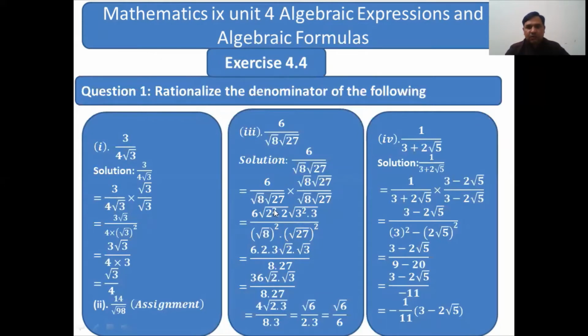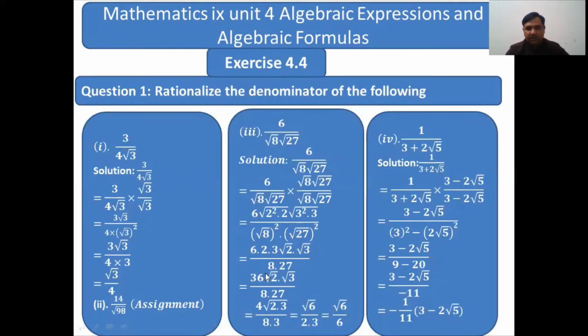This is 2 square, this is 3 square, so we can take 2 and 3 outside the radical sign. So we can write 6 multiplied by 2 multiplied by 3, and we are left with square root of 2 and square root of 3. In the denominator, the square cancels with the square root, so we are left with 8 and 27. Now 6 twos are 12, 12 threes are 36, and 8 times 27 remains as it is.